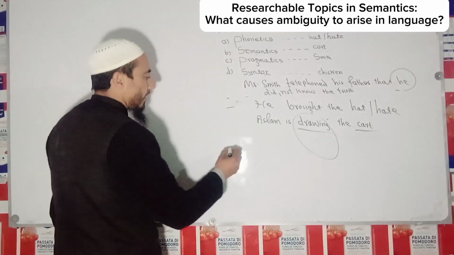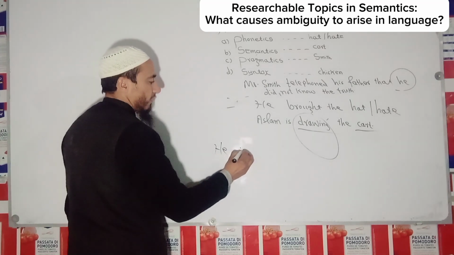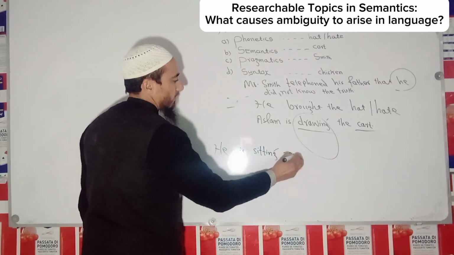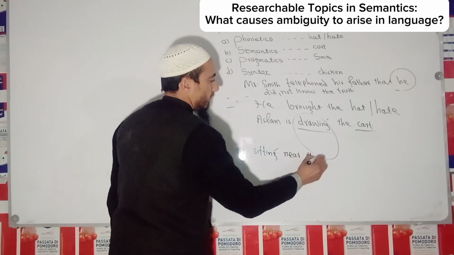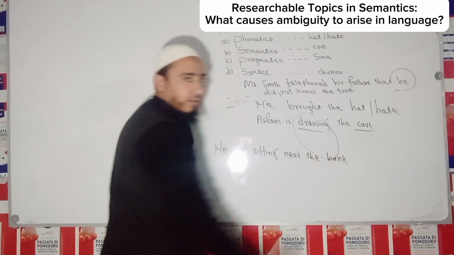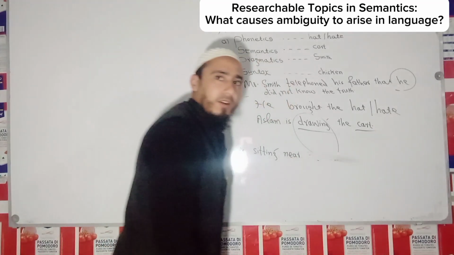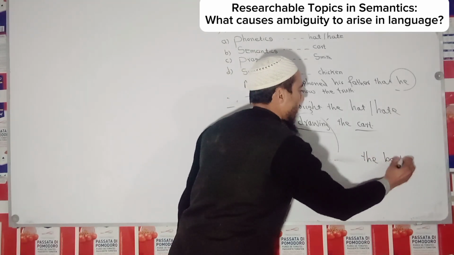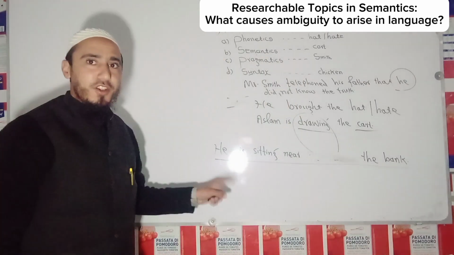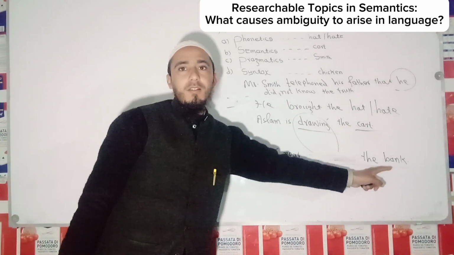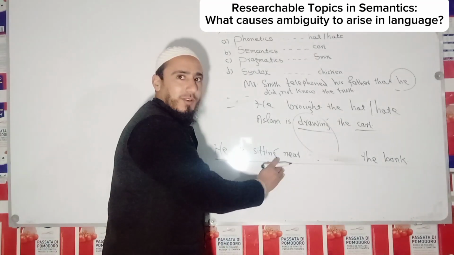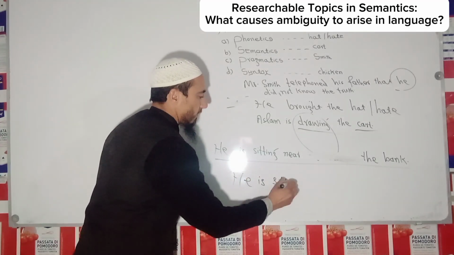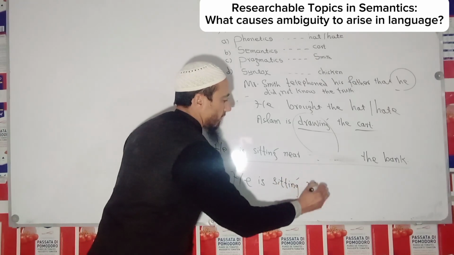For example, he is sitting near the bank. I think it's not clear. He is sitting near the bank. See the sentence? He is sitting near the bank.